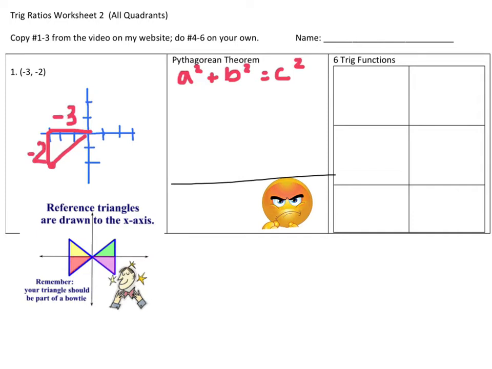You label your sides, -3, -2. These are directional sides, so don't leave off the negative. We need those. And then we have to find the hypotenuse using the Pythagorean theorem.